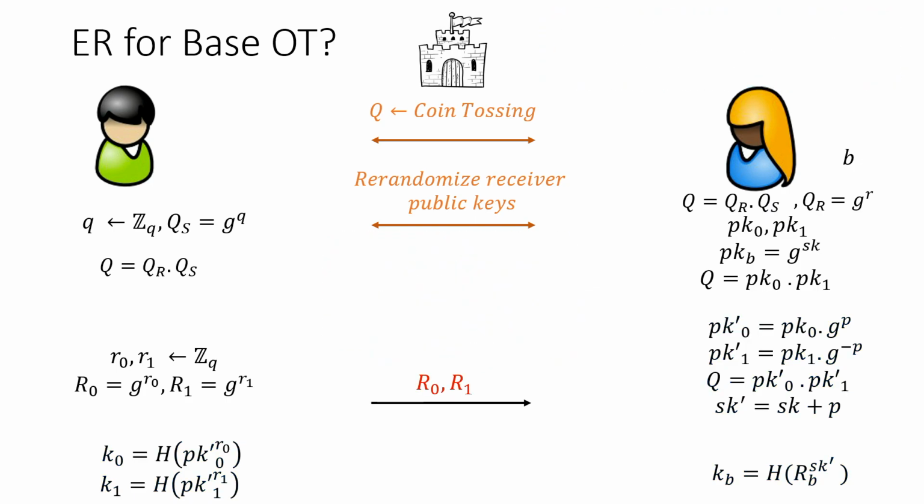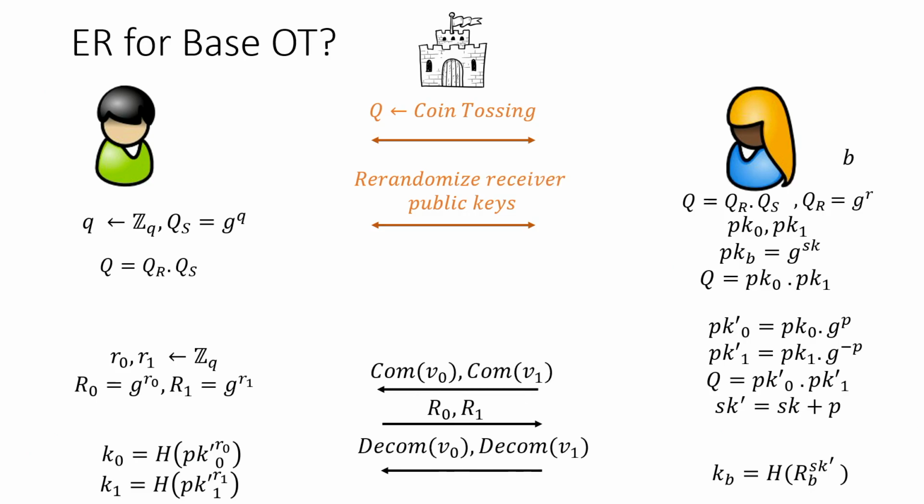Now for the last message from the sender, which are these random pads, we again want the receiver to commit to two pads V0, V1. Then the sender sends its two pads, the receiver decommits, and now both of them can redefine the pads to be R times G to the V, and using R prime and SK prime, and using R0, V0, and R0, V1, we still maintain correctness of this OT protocol.